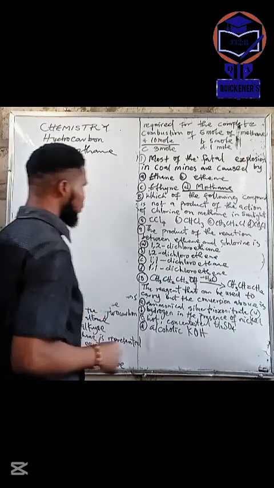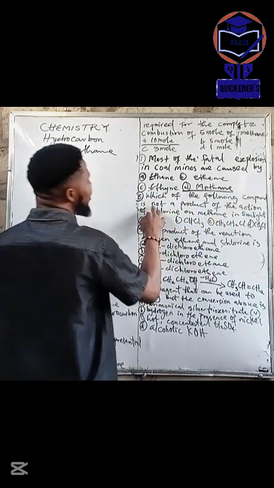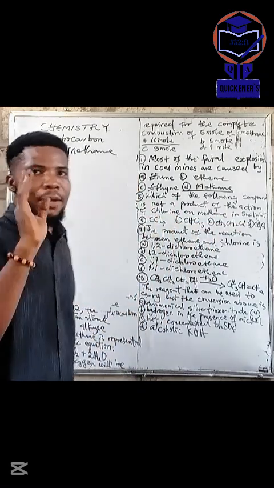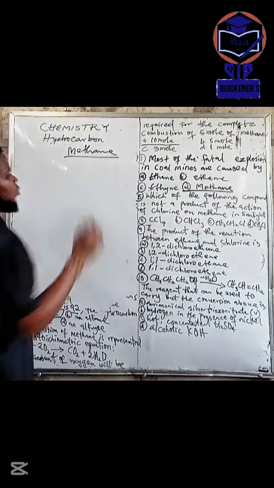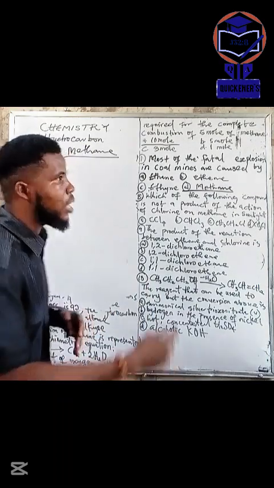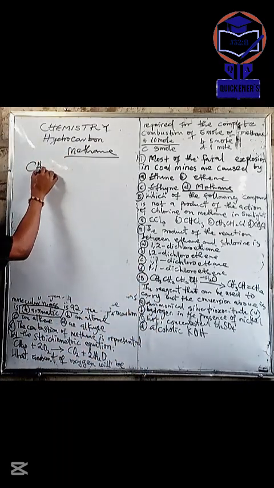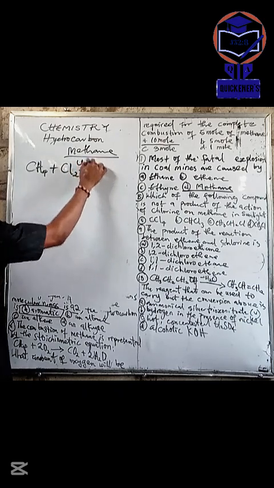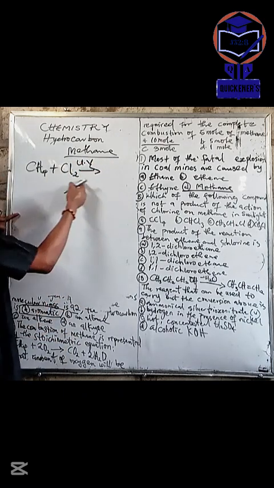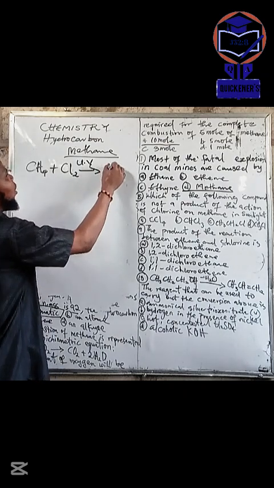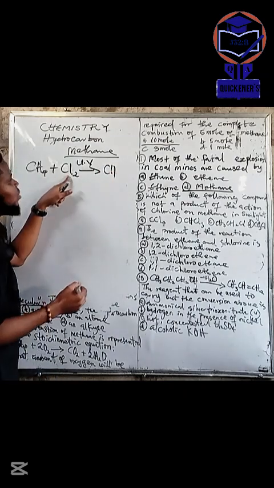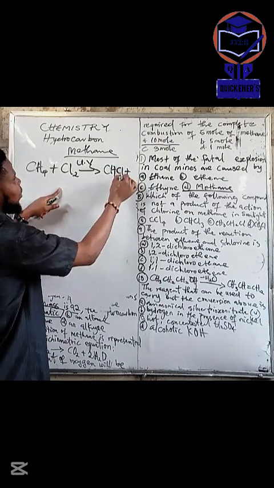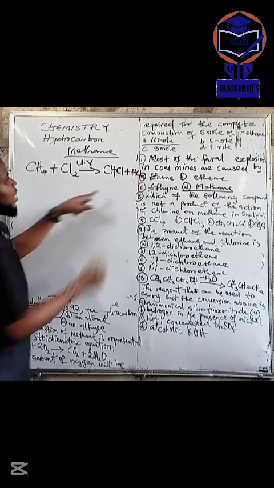Now, the next one. Which of the following compounds is not a product of the action of chlorine on methane in sunlight? Methane reacts with chlorine in a chain reaction in the presence of sunlight, either sunlight or UV light, okay? The first step is that one atom of hydrogen will be displaced by one atom of chlorine. So we have CH3Cl plus what? HCl. Can you see that?